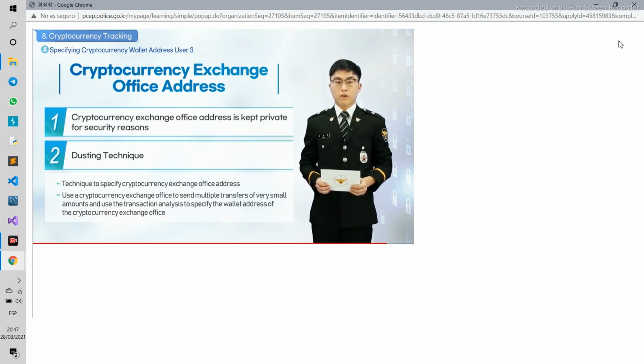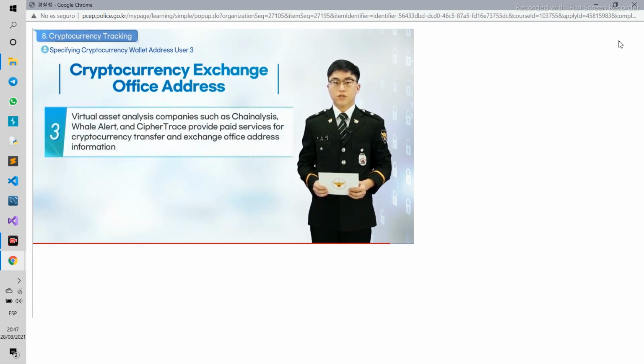The analysis of all the addresses of these cryptocurrency exchanges can be verified through long-term research by an expert group. Virtual asset analysis companies find the wallet address of the cryptocurrency exchange offices with their own special techniques and provide an analysis tool for the exchange office address information and cryptocurrency movement as a paid service.